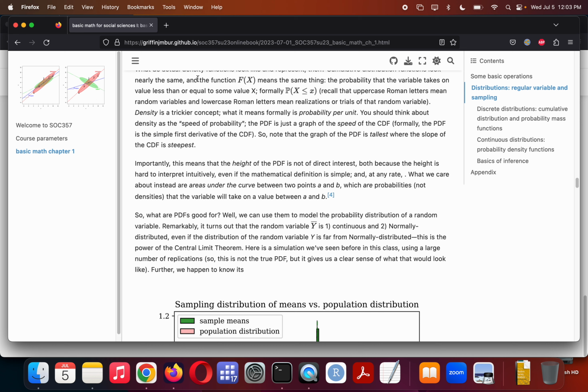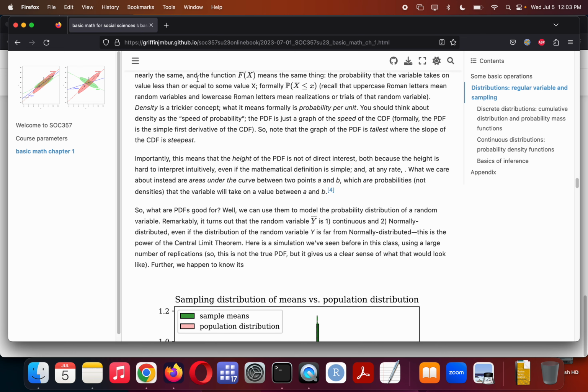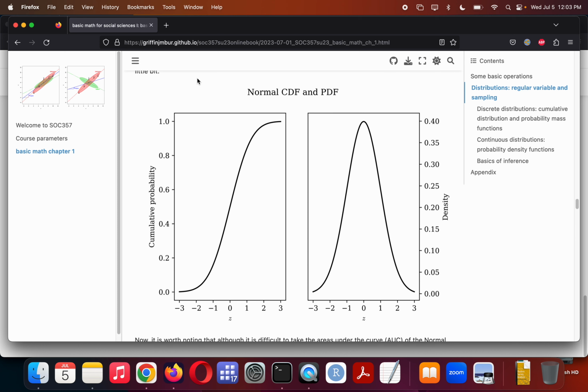So density is a bit of a trickier concept. Formally speaking, it is probability per unit. Probability density just means, much like density means mass per some physical space, probability mass per some unit. It's a rate, right? And so actually density is really just speed of probability. So the probability density function is just a graph of the speed of the cumulative distribution function. So we can look at an example down here.